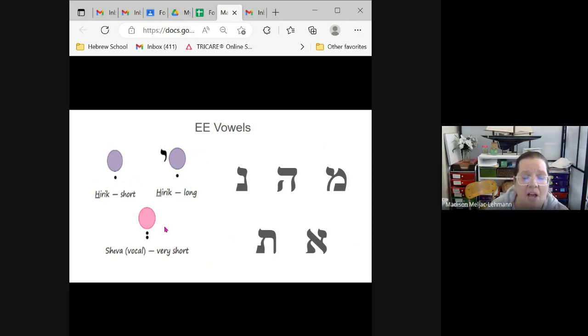Now, when we do get to the vocal shva, it's very, very short. So it would be like an E. But I don't even think we're going to get to that in this class. So vocal shvas are usually not till you start to get farther in for Torah training. Most of the time, they are considered syllabification points, so you know where to break your letters.